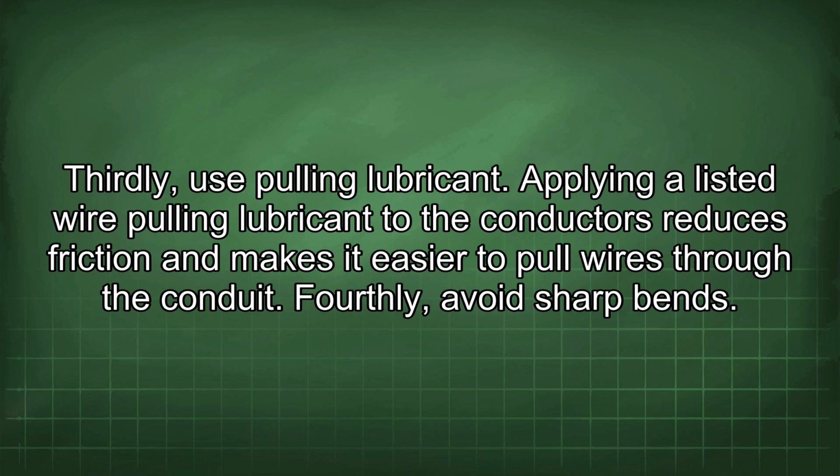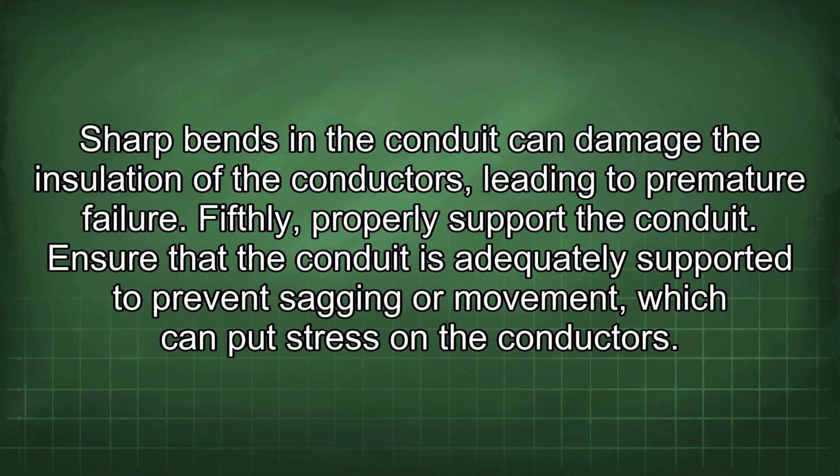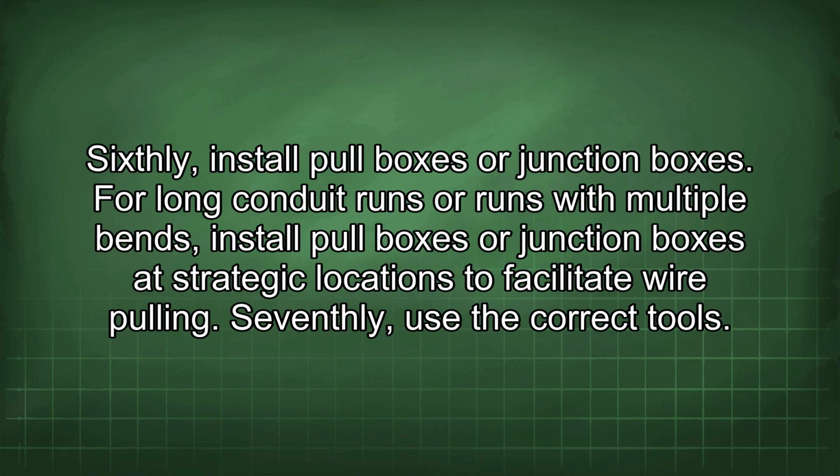Fourthly, avoid sharp bends. Sharp bends in the conduit can damage the insulation of the conductors, leading to premature failure. Fifthly, properly support the conduit. Ensure that the conduit is adequately supported to prevent sagging or movement, which can put stress on the conductors. Sixthly, install pull boxes or junction boxes. For long conduit runs or runs with multiple bends, install pull boxes or junction boxes at strategic locations to facilitate wire pulling.